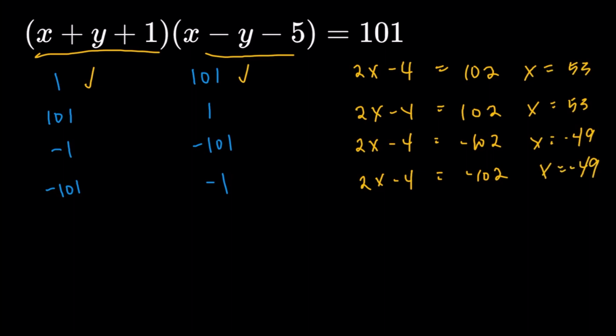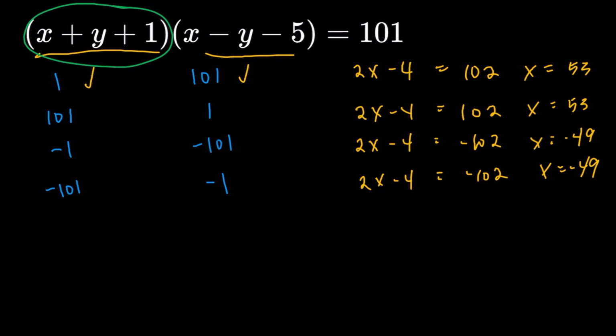All right, negative 49. Now we have 4 values of x, so it is expected that we have 4 values of y. Now, it might be obvious to some that y must be an integer, but let's just try to get the values of y so that we are sure. So let's just consider the first factor, x plus y plus 1.